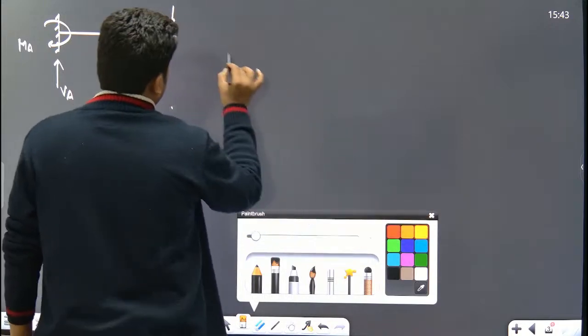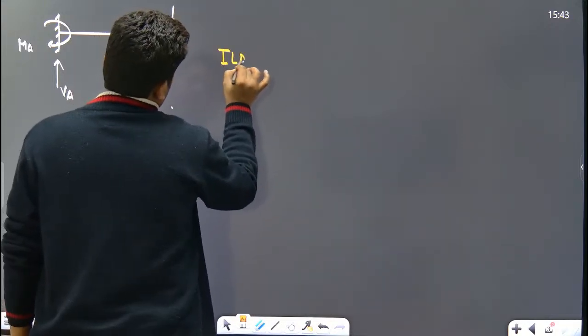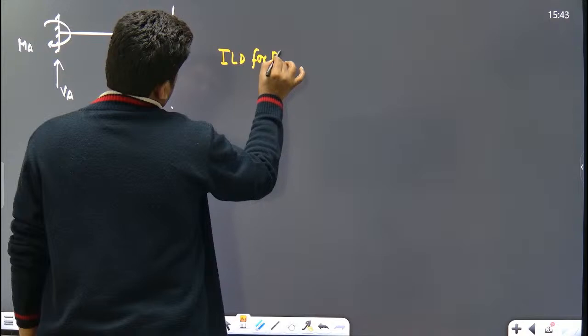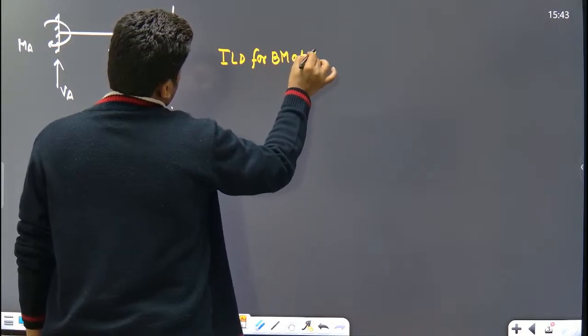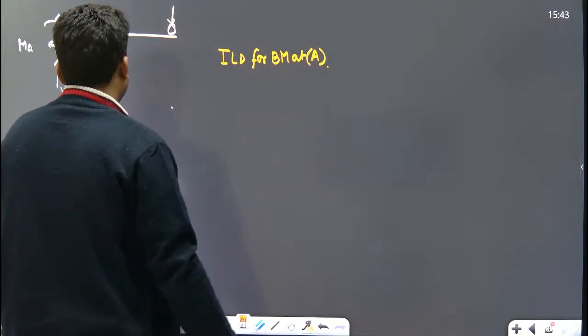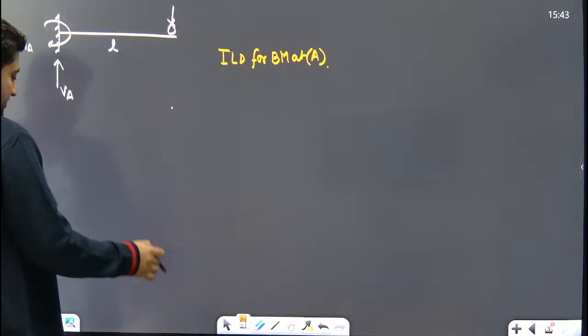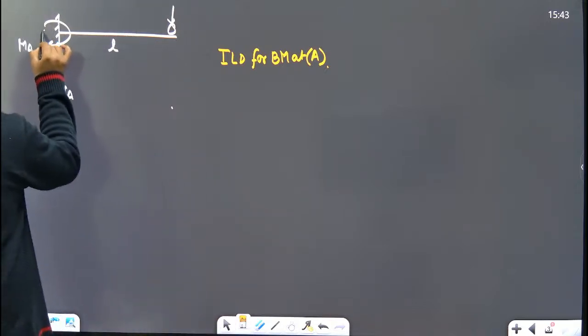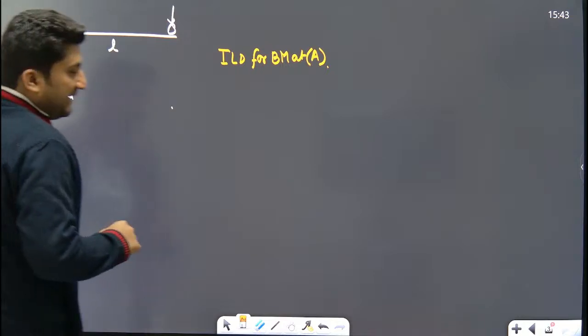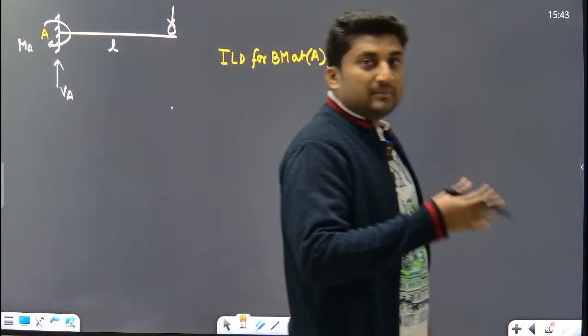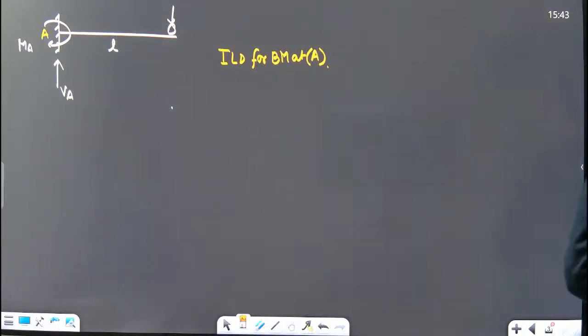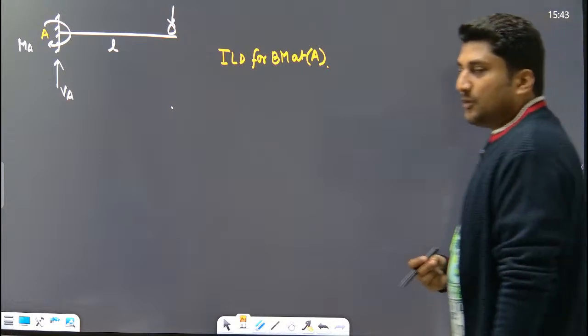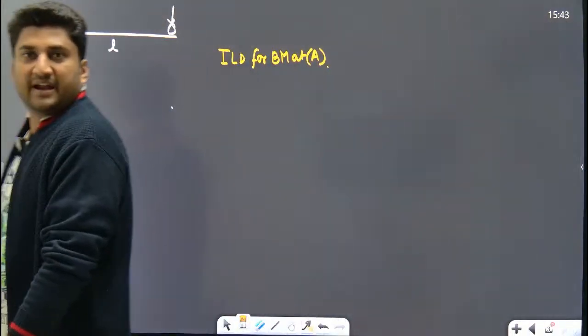ILD for bending moment at A. Now look very carefully. This is point A. Bending moment is sum of all the moment either from the left or from the right.